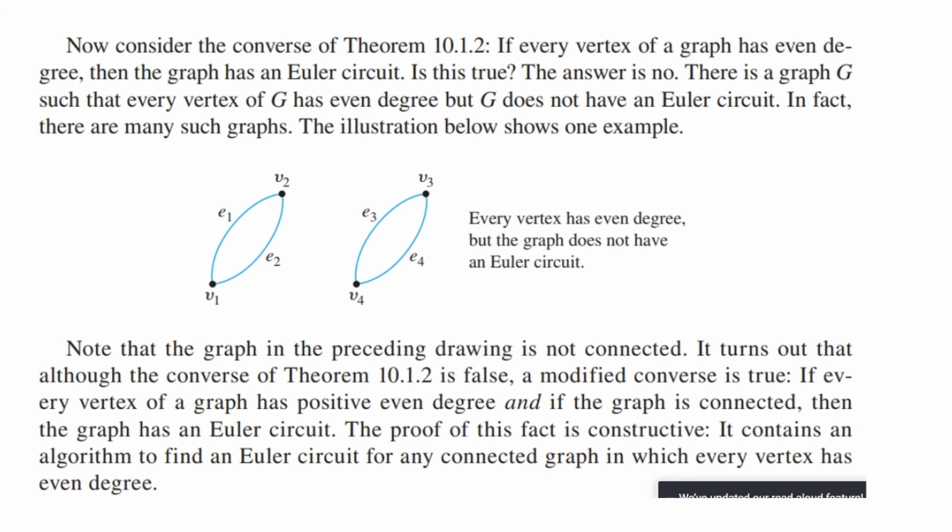So it turns out, although the strict converse is false, if we modify it to talk about what happens if you have positive even degree and the graph is connected, then we can prove that the graph has an Euler circuit. The proof of this fact is constructive. It contains an algorithm to find an Euler circuit for any connected graph in which every vertex has an even degree, and is an important theorem that we're going to be proving next time.